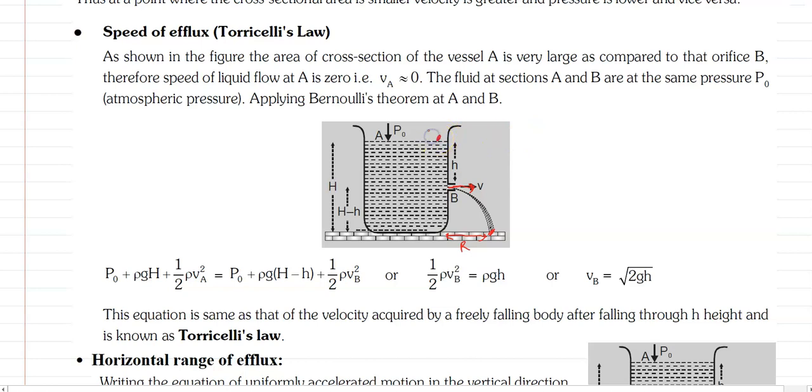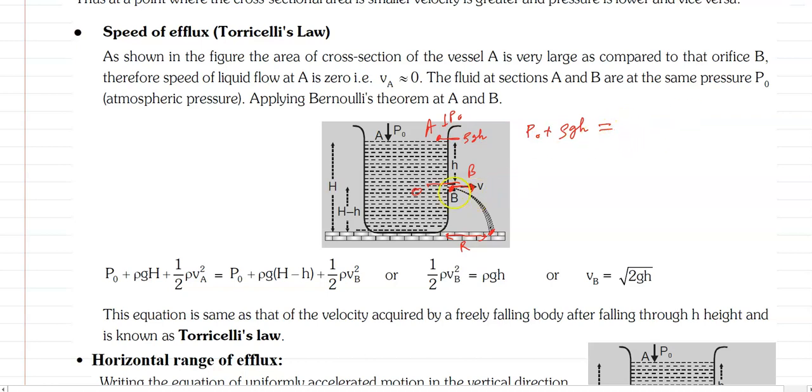If I take two points, A and B, and the height difference between A and B is h, then at point A the pressure is atmospheric pressure P0 and the liquid has no velocity, that means no kinetic energy. So A has only P0 plus extra potential energy rho g h. At point B, I have taken the potential energy as 0.